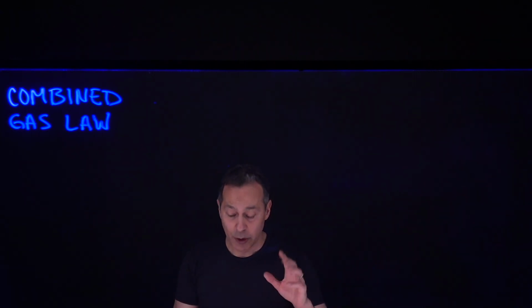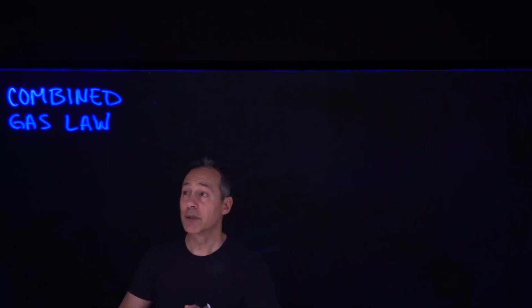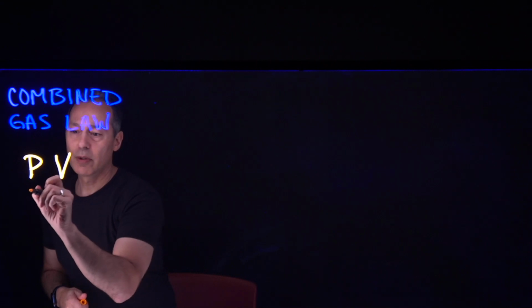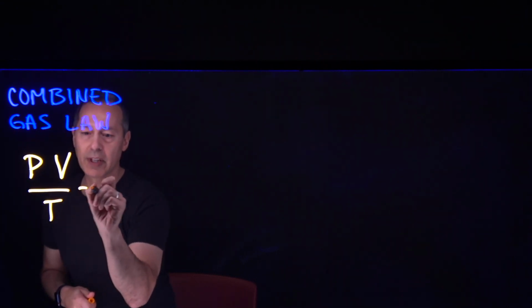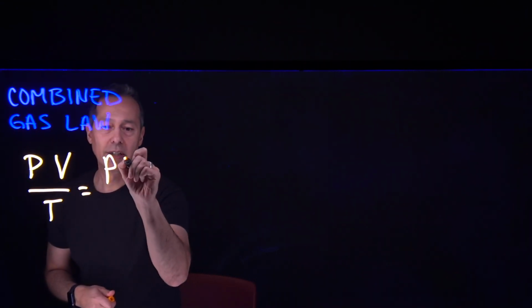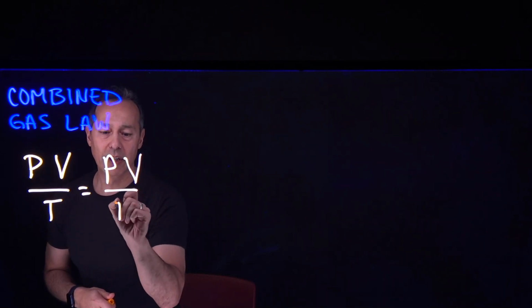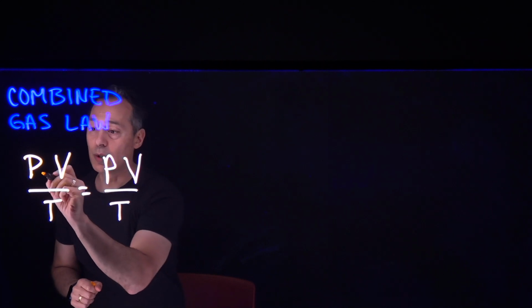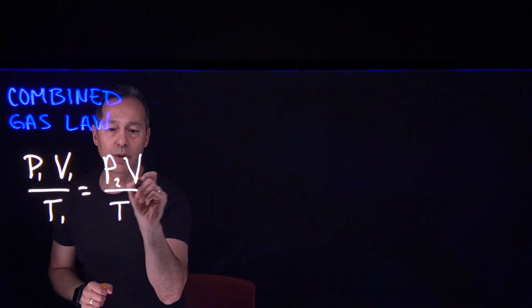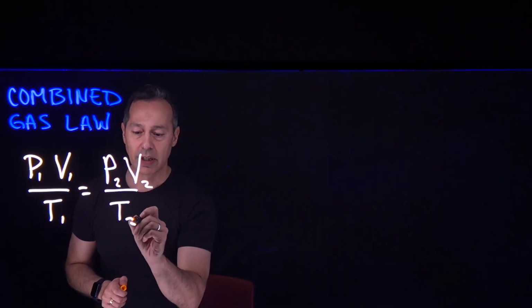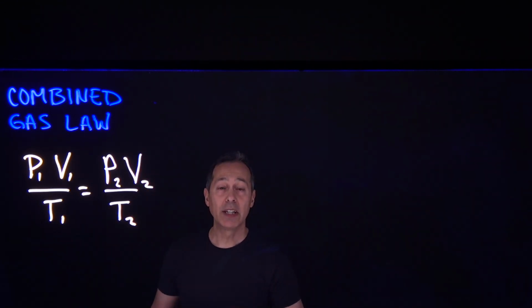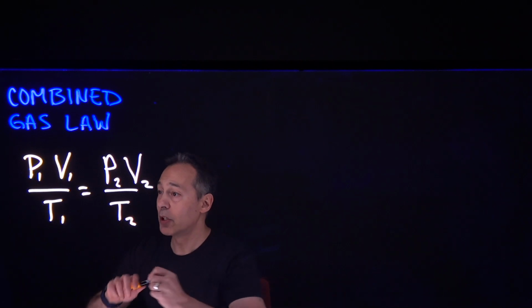So the equation itself looks like this. We have pressure times volume over temperature equals pressure times volume over temperature. And we have initial and we have final. So we'll go 1, 1, 1, 2, 2, 2, like this. Now what sometimes gets left out of this equation is number of moles, and that would go here.